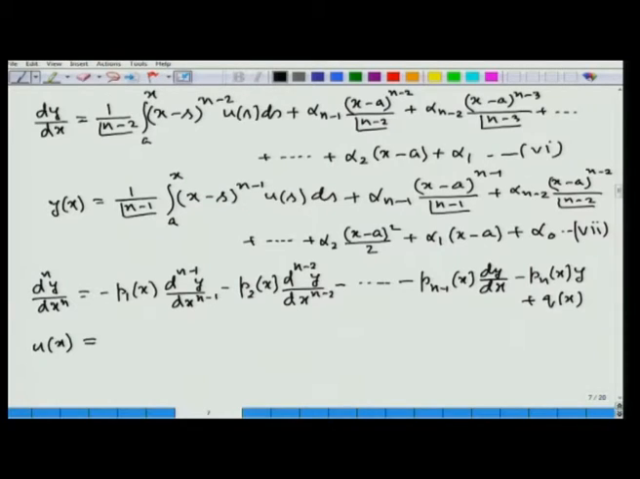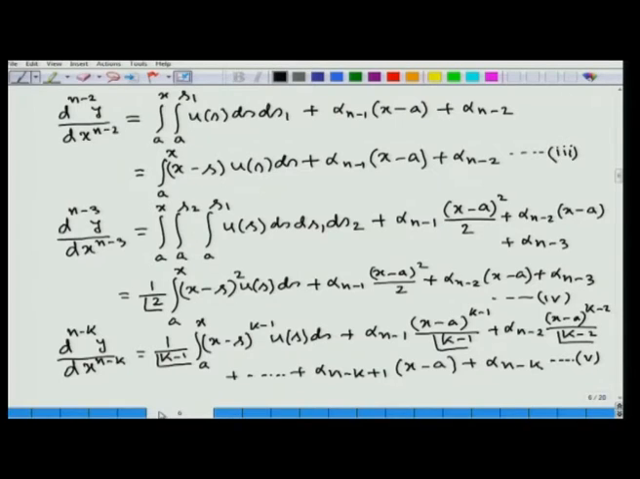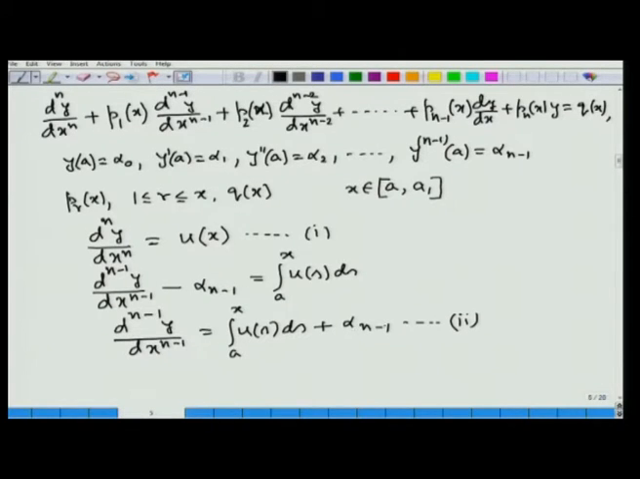So, try to understand this point. First of all, you will be having this term q x, then this entire expression in 7, that is alpha n minus 1 x minus a whole to the power n minus 1 by factorial n minus 1 up to alpha 0, this will be multiplied by p n x. Then in expression 6, except the integral, the entire expression will be multiplied with p n minus 1, proceeding in this way. Finally, this alpha n minus 1 will be multiplied with p n minus 1 x.